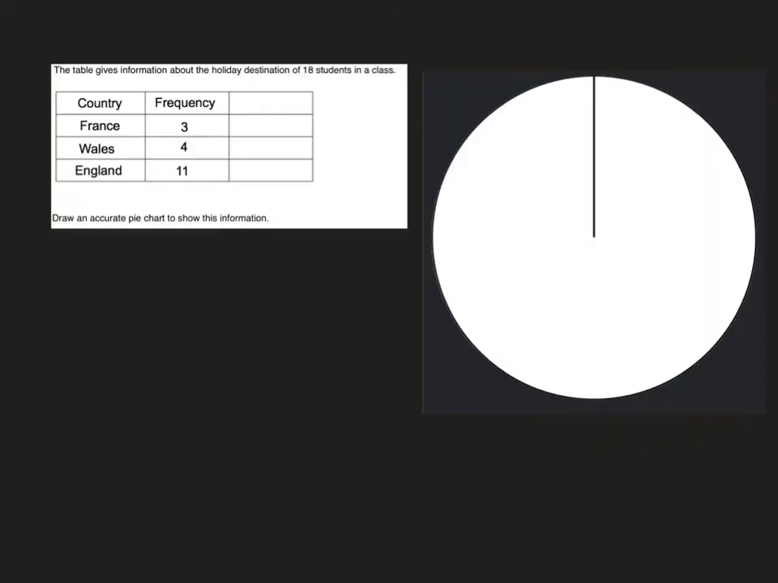So here's a second example. So remember, first of all, our first step is we need to work out how many degrees from each section. So if I add these up, I find that it is 18 people. Actually, look, in the question it tells us here, the table gives information about the holiday destination of 18 students. So I didn't need to do that step, but I'm going to do it anyway.